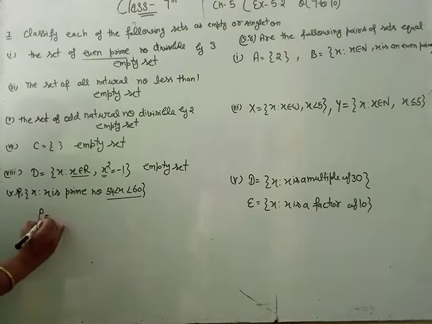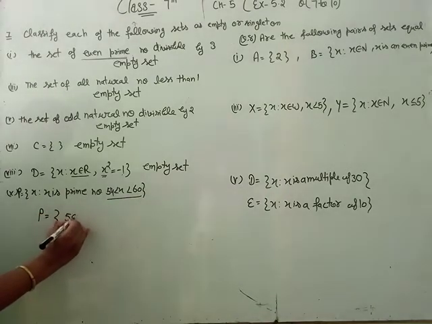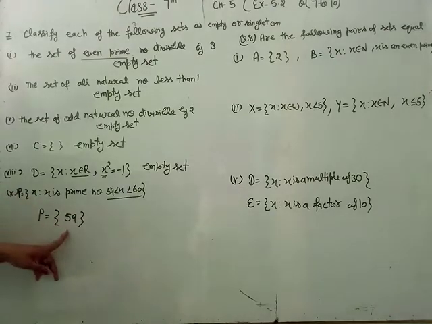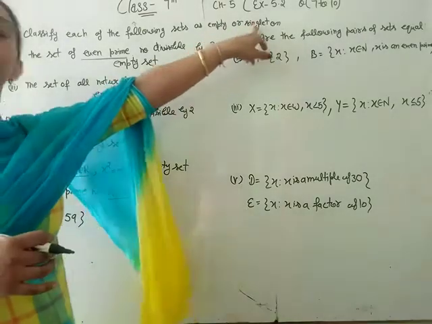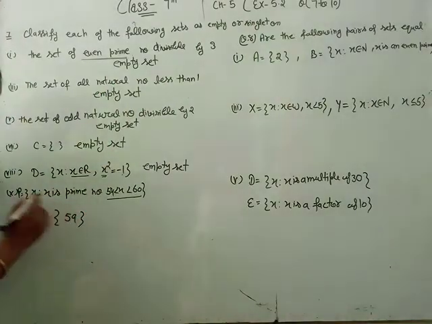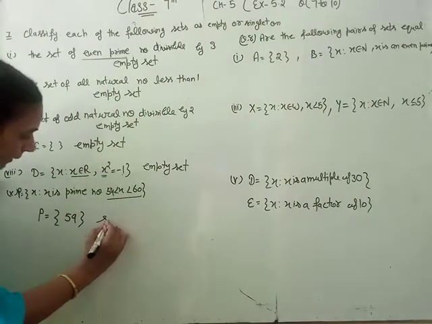So in this set P there is one element, 59, because 59 is a prime number. In this set there is only one element, and any set with only one element is a singleton set. So this is part number 10, a singleton set.